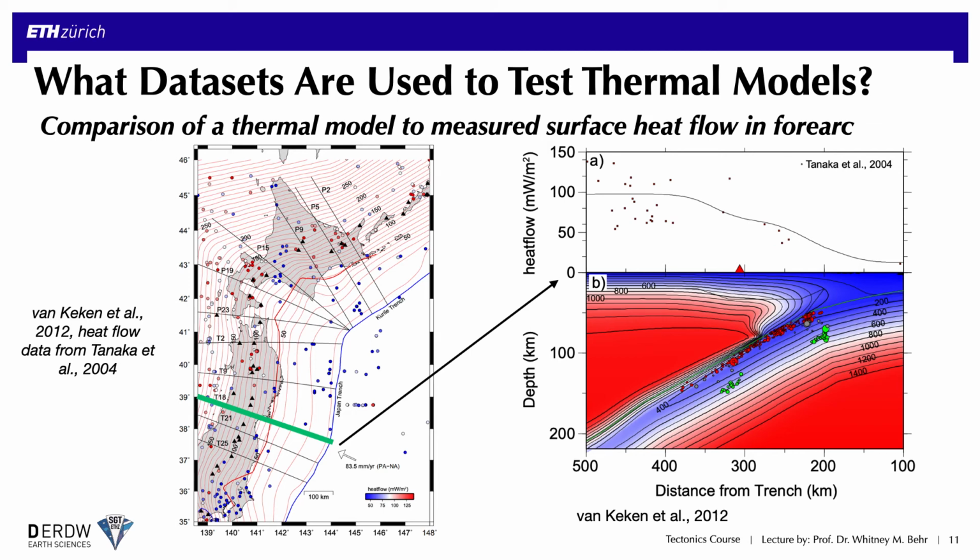And you can see there's rough agreement, but you can also get a sense for how messy the heat flow data actually are. They're fairly scattered. But still, this is a common way to try to test these models to see if they're at least within the right approximation.